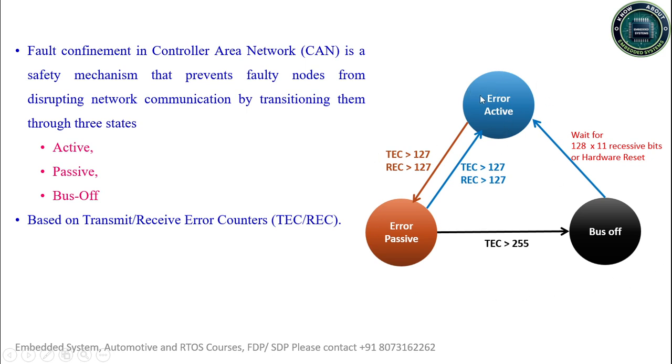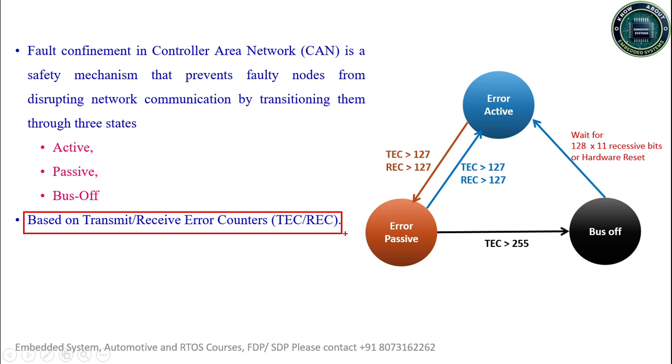So we will have 3 different states of ECU. One is called active state, that's nothing but error active state. One is called error passive state and one is called bus off state. Based on the error in the ECU, in CAN it is classified into 3 states, based on 2 parameters called TEC and REC. You can see here, based on error counters.